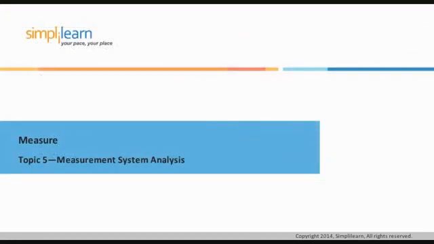Let us proceed to the next topic of this lesson. In this topic, we will discuss Measurement System Analysis, or MSA, in detail. Let us understand what MSA is in the following screen.